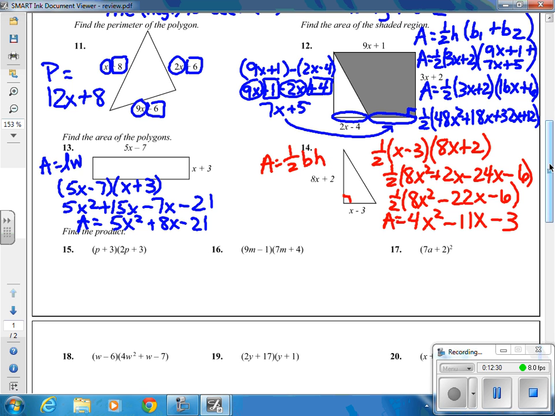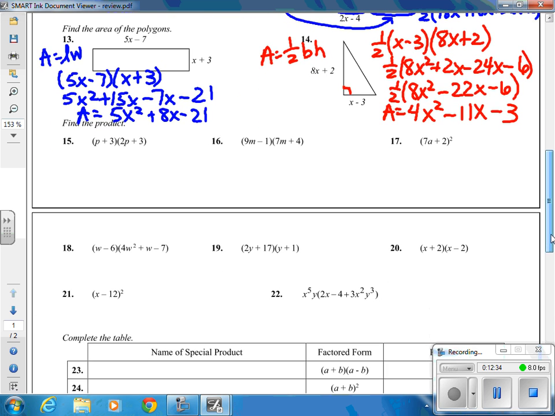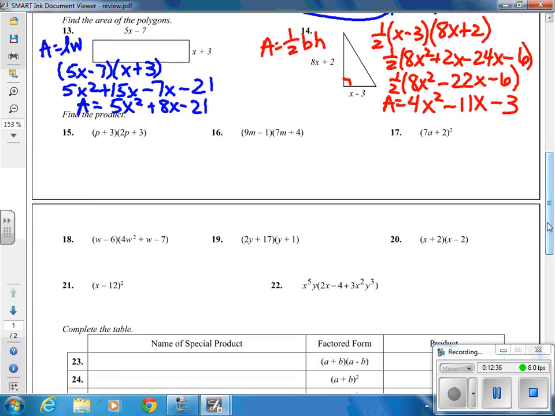All right, for 15 to 22, you're going to find the product of all the different products that are out there. Most of them require FOIL just because they're binomial times binomial. Some of them are memory tricks that you can shorten your work with, and others of them are just going to be plain old distributing.